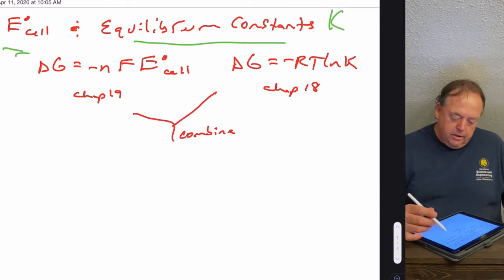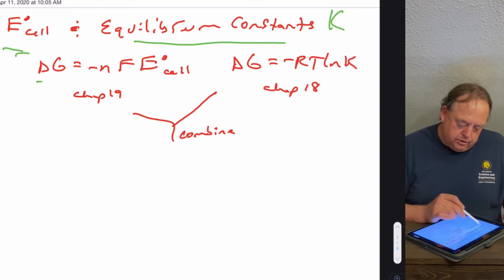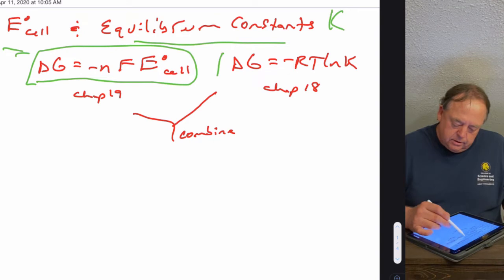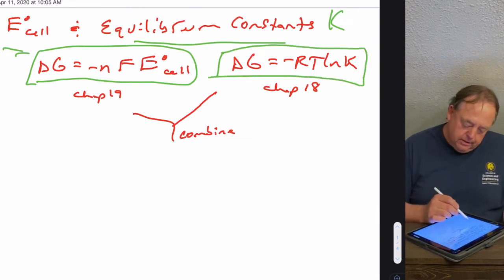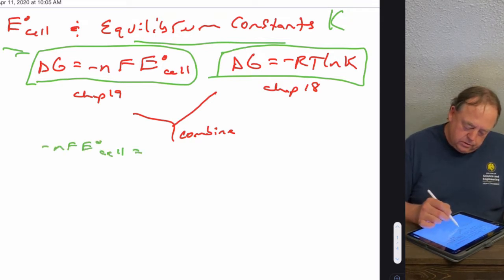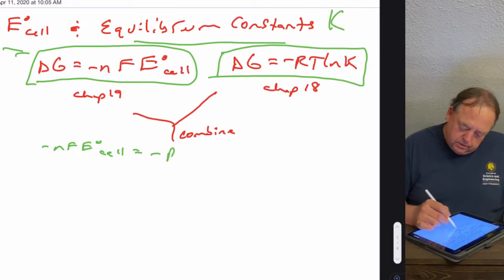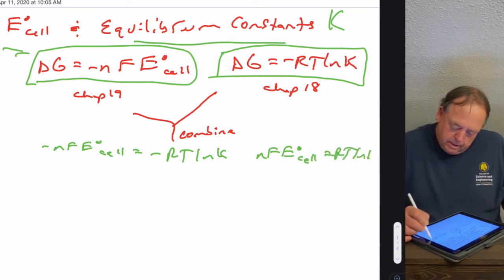Okay, so for E cell and equilibrium constant, in chapter 19 we saw this equation, delta G equals negative nFE, and in chapter 18 this equation, delta G is equal to negative RT ln K. So let's combine those two equations. So negative nFE0 cell equals negative RT ln of K. So the negative sign cancels. So nFE0 cell equals RT ln of K.